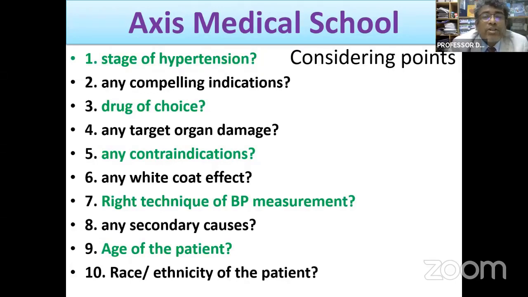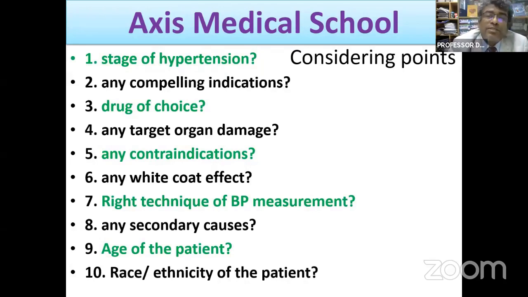And any target organ damage, when we consider antihypertensive management, whether the patient is suffering from hypertensive emergency or hypertensive urgency, to classify or define it we have to see the target organ damage. If the patient has target organ damage, in that case we have to treat the hypertension very carefully and very strictly. We have to control the hypertension.